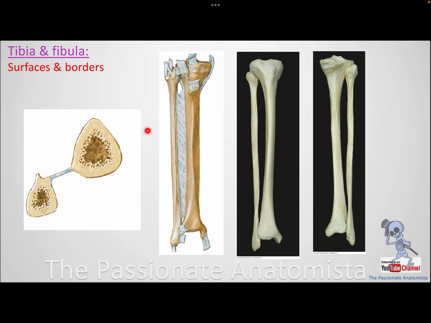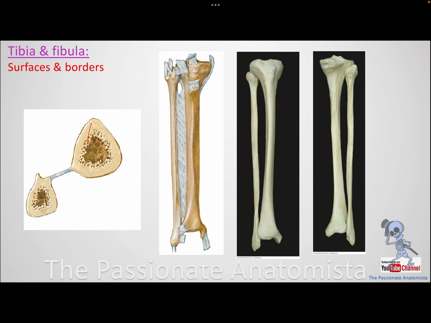If we try to take a cross section and look at the borders and surfaces of the tibia and fibula, we'll find that the tibia is triangular in cross section. However, the fibula above is quadrangular in cross section. It has 4 borders, and as you reach down it becomes triangular in cross section. Now let's talk about the tibia and fibula and see the borders and surfaces that we have.